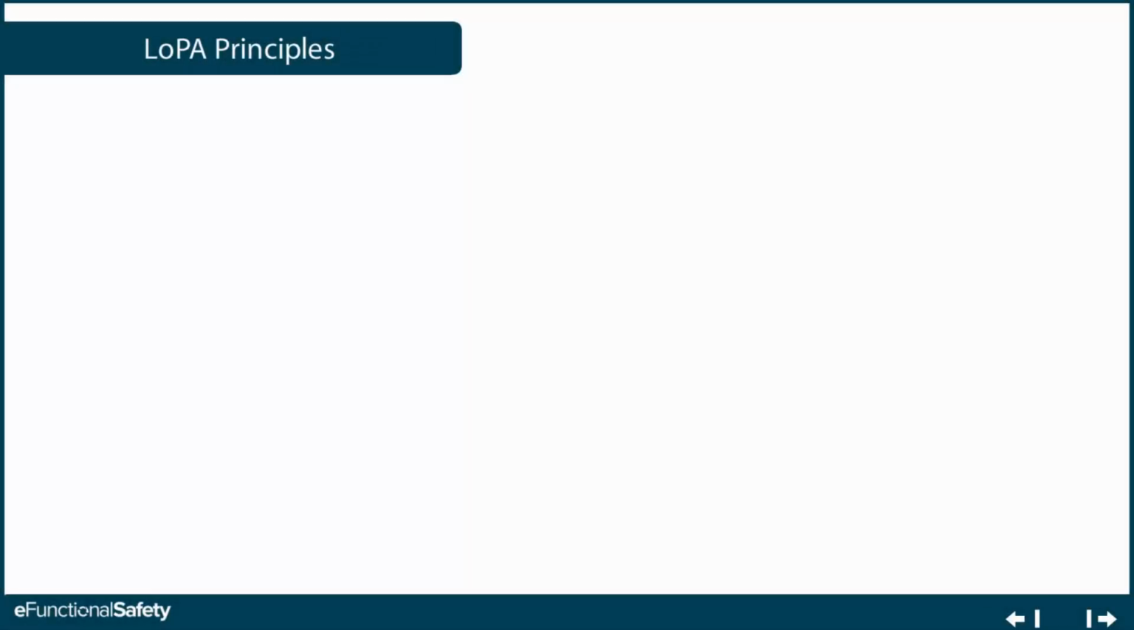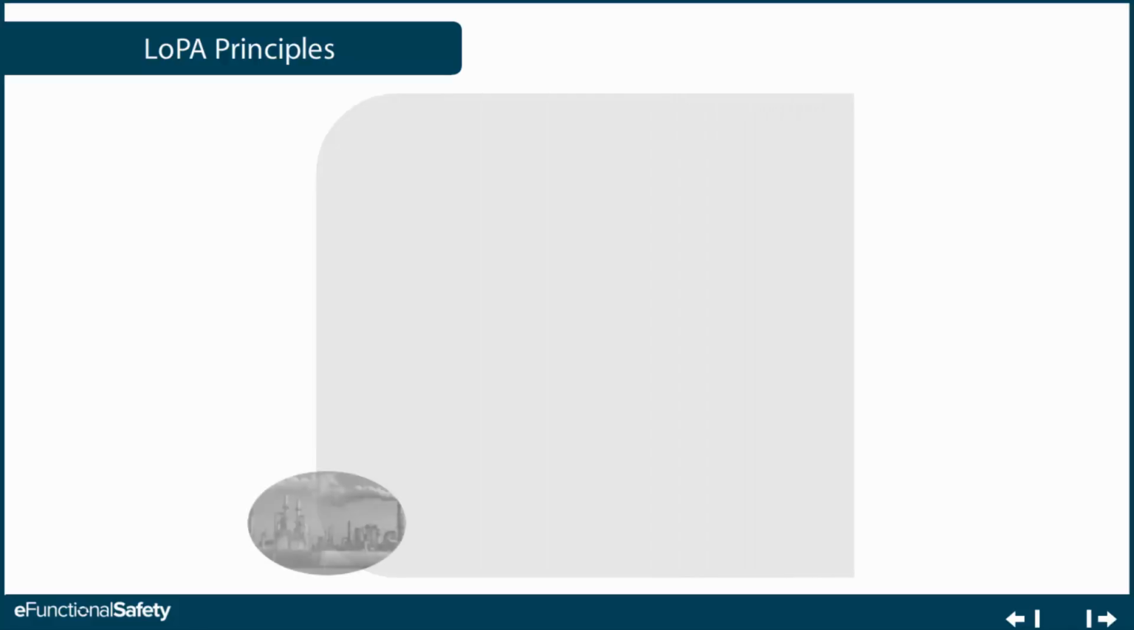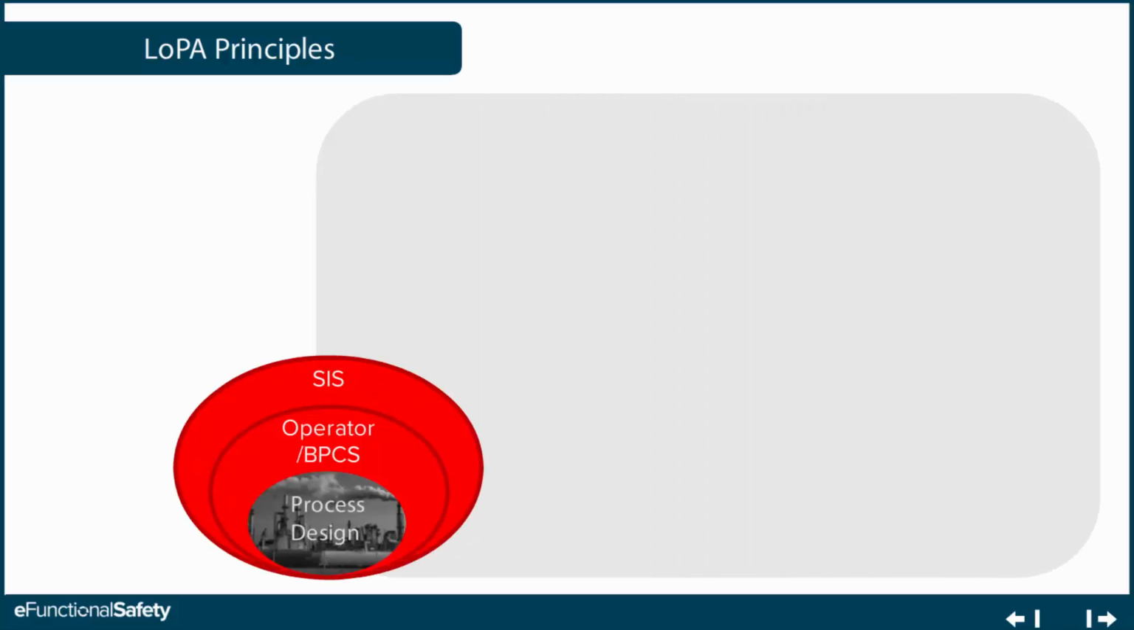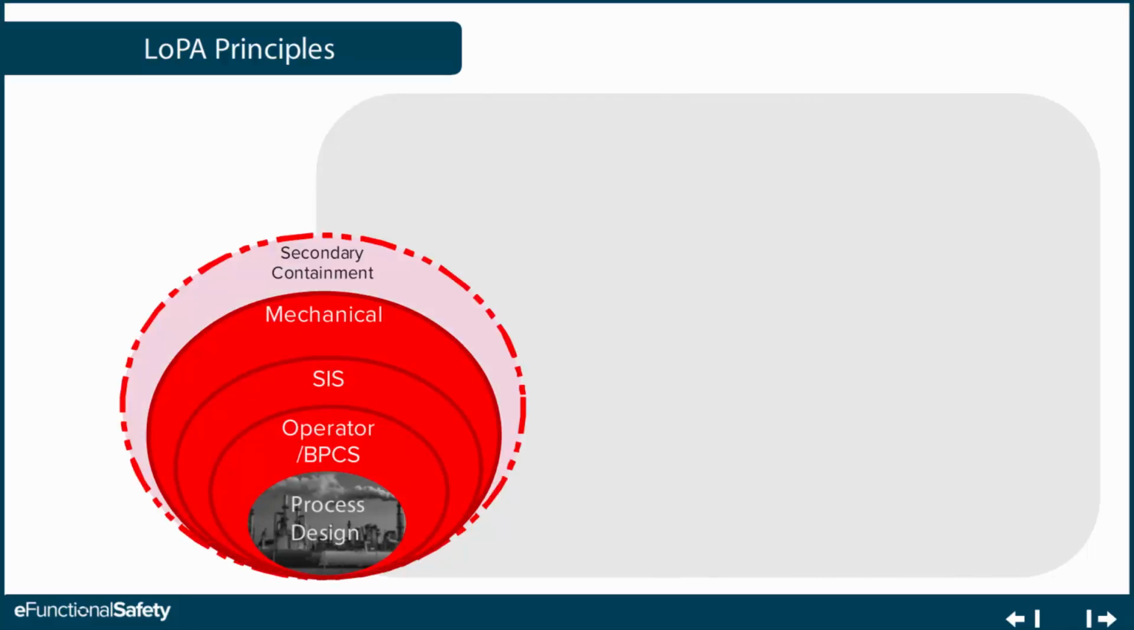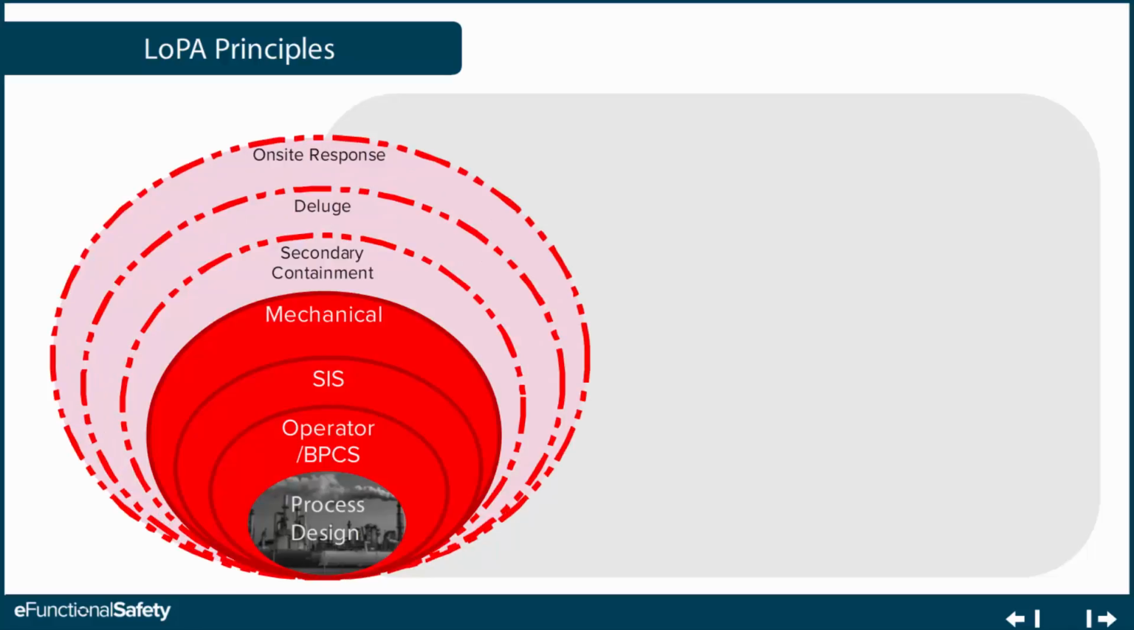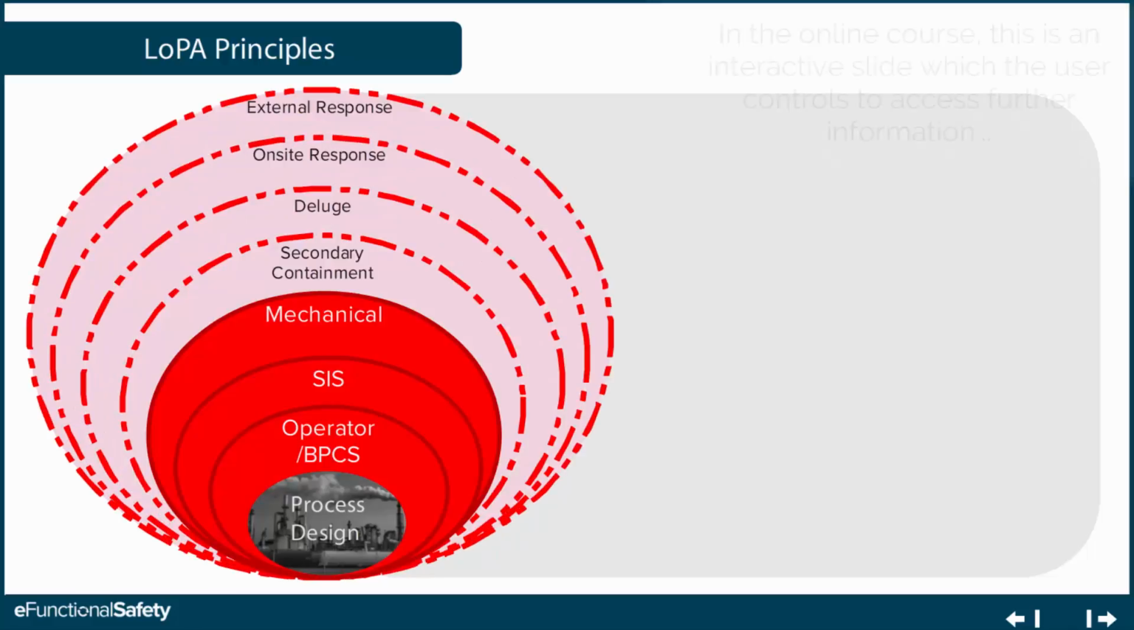The principle of multiple protection layers has been illustrated in various diagrams in different reference books. This one is similar to the one depicted in IEC 61511 Part 3, but with some subtle differences.